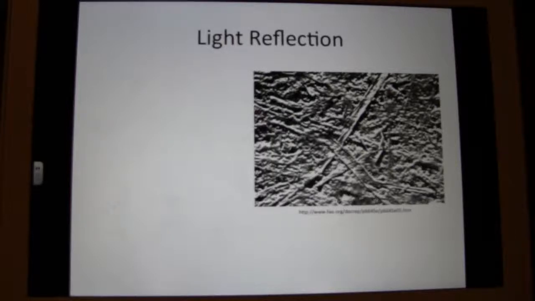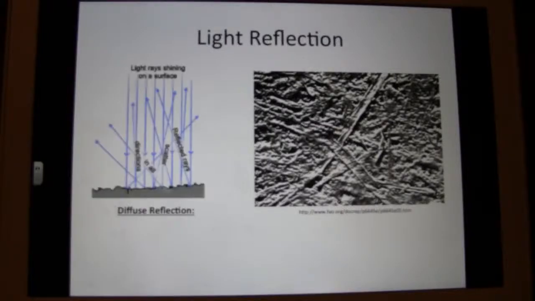But because at the microscopic level, a piece of paper is relatively rough, parallel rays that strike the paper reflect off non-parallel in a random fashion, and thus no image can be produced. This is known as diffuse reflection.